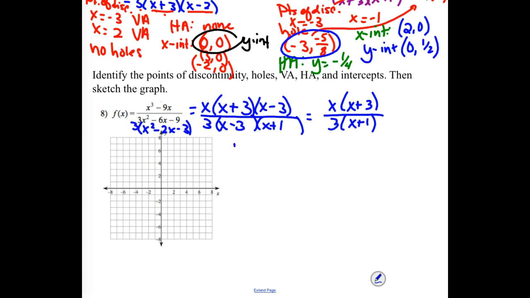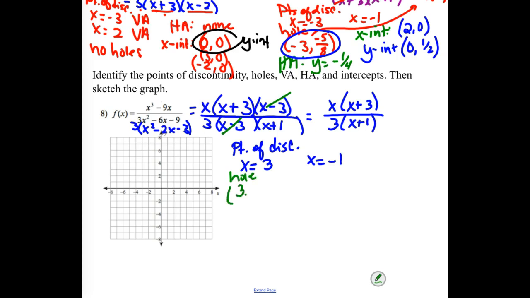All right, so points of discontinuity. I have 2 of them. What happens when x is 3 and when x is -1? Let's start with the 3. When x is 3, what happens? That was the one we could reduce out, correct? So that means it is a hole.